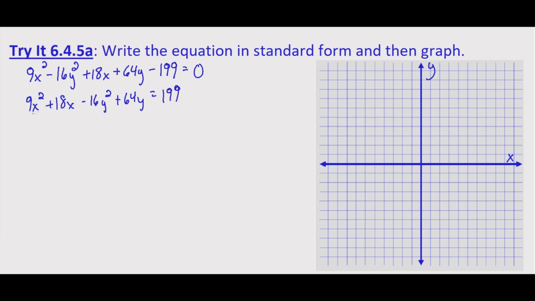Now we factor out any common factors of each set of terms. So with 9x squared and 18x, we have a common factor of 9. So we factor out the 9 to give us x squared plus 2x. Let's go ahead and complete the square. 2 divided by 2 is 1. 1 squared is 1.